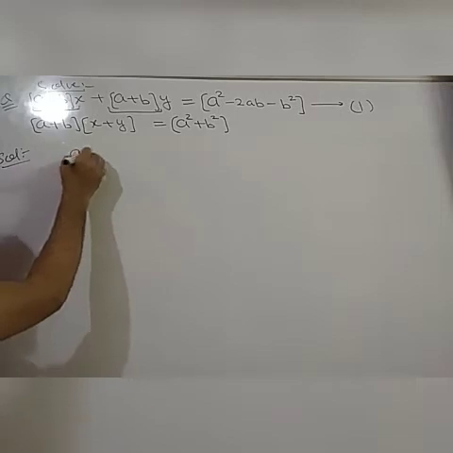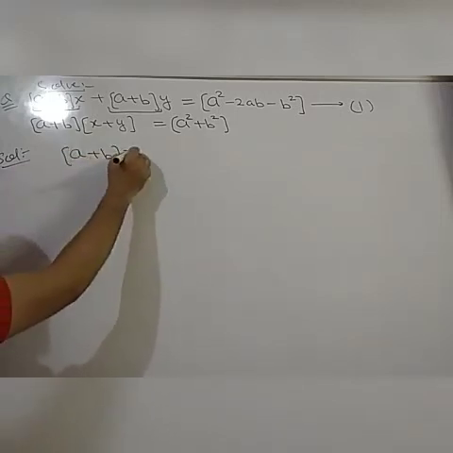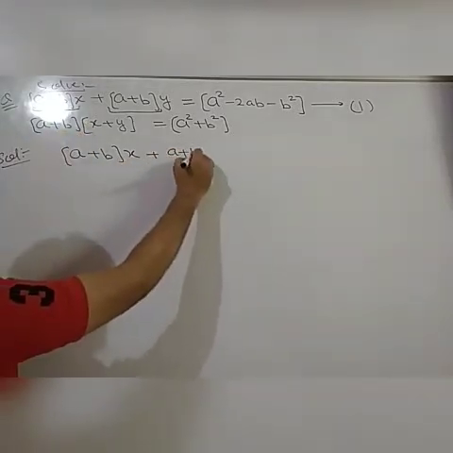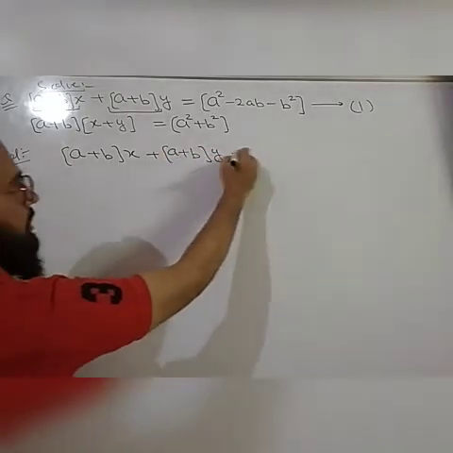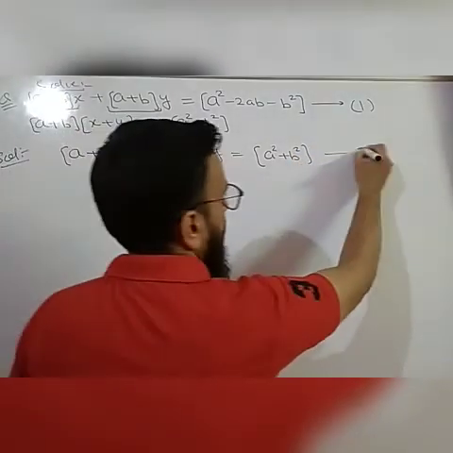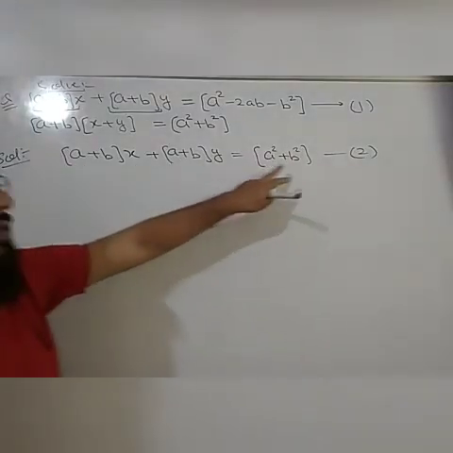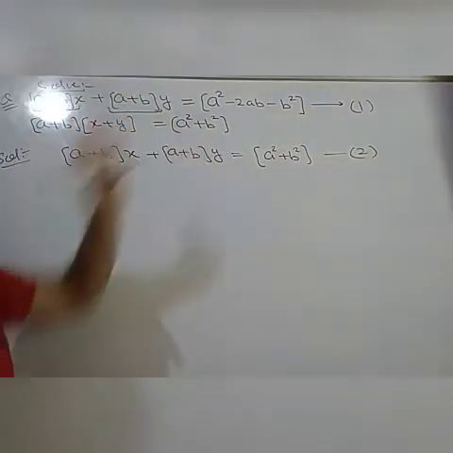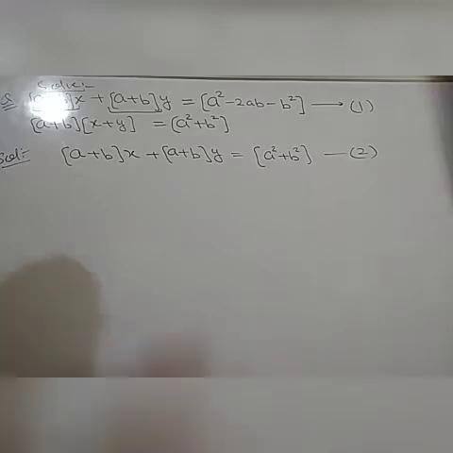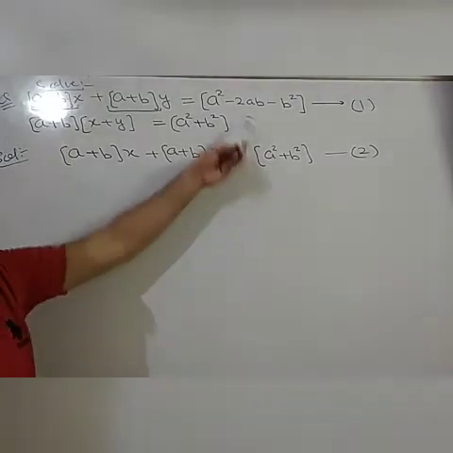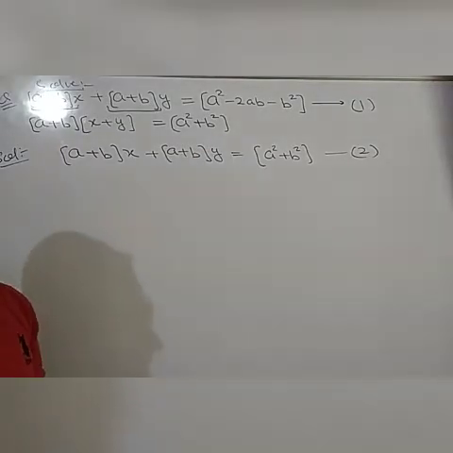We will write it as (a plus b) into x. First multiply a plus b with x, then we will write (a plus b) into y is equal to a square plus b square. So it is the general form of the second equation. Now it is ax plus by is equal to c. So now both equation 1 and 2 are in general form of linear equation. Now we have to solve these two equations. Equation number 1 is this, and this is equation number 2. We have to find the values of x and y.